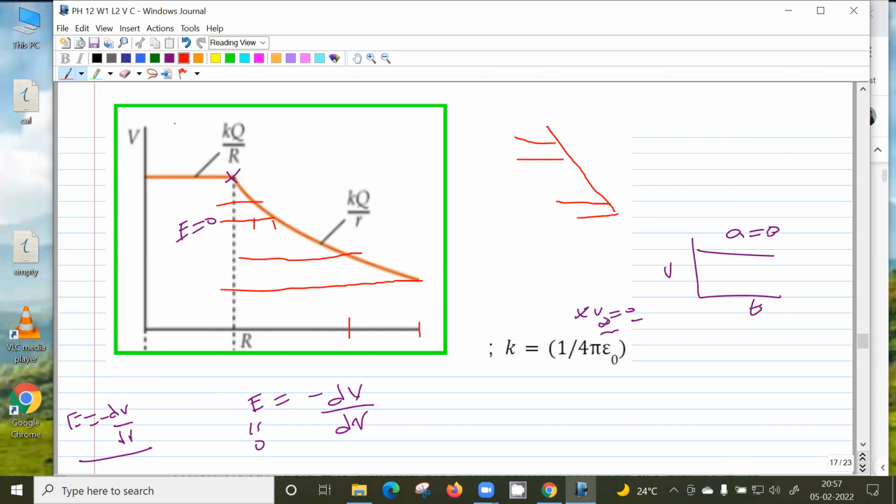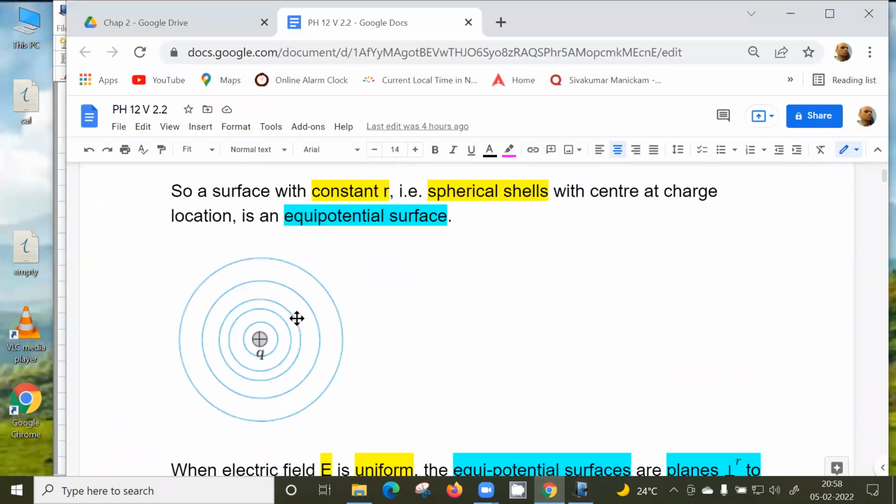But here the slope is more at this point, and then the slope is decreasing. When the slope is decreasing, for the same y you have to travel a larger distance delta x. In this case, y is delta V and x is delta r. While drawing equipotential surfaces, I have to maintain a constant delta V. To get the same delta V at a larger distance, I have to travel a larger r. So the distance between the spherical surfaces is increasing.